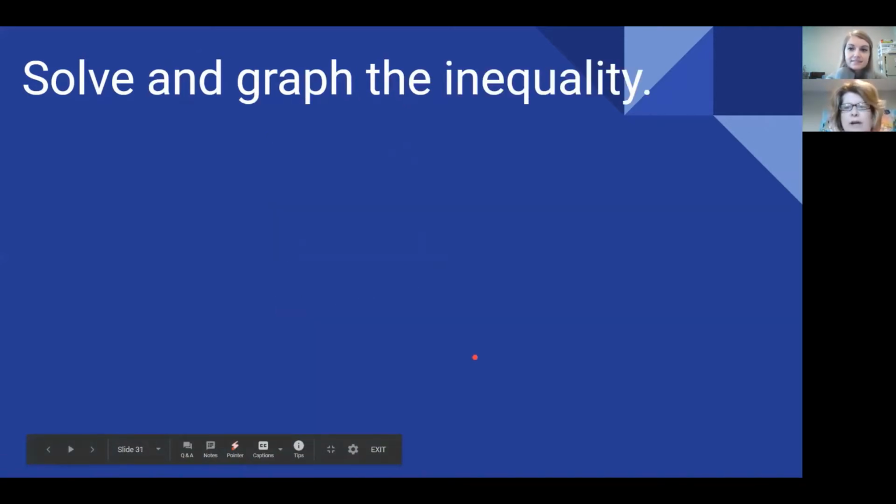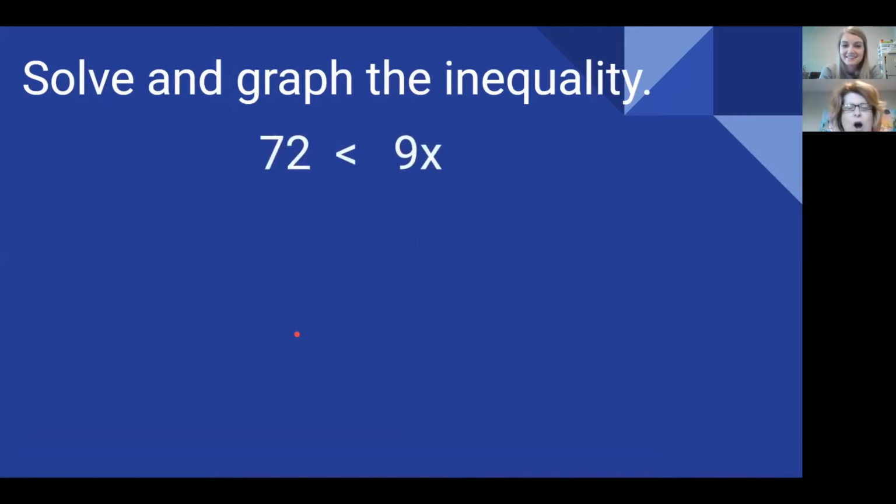Oh, here we got a graph, Mrs. Z. All right. So we've got a problem that looks like last time, only it's on this side. Well, remember, that doesn't make any difference. We're going to keep everything on the same side it was given to us. So we need to get rid of this 9, and we know that 9 is multiplying times x. So we need to do the inverse or opposite, which means let's divide. And so we're going to divide both sides by 9.